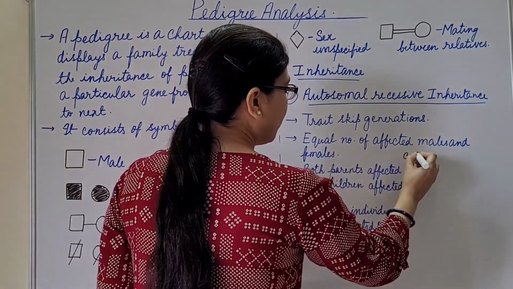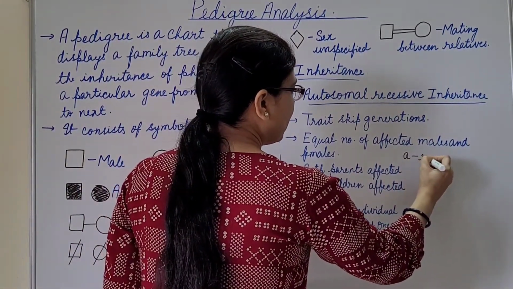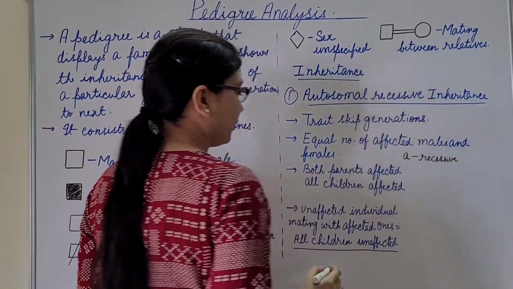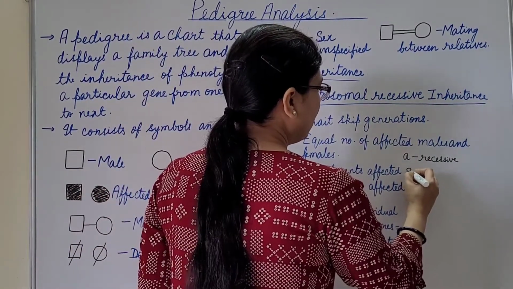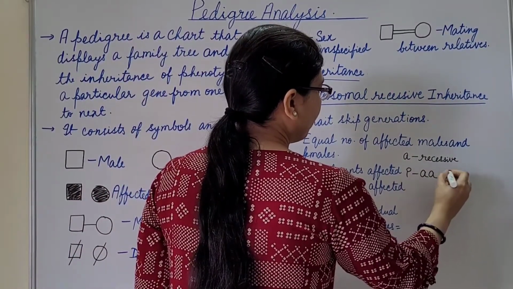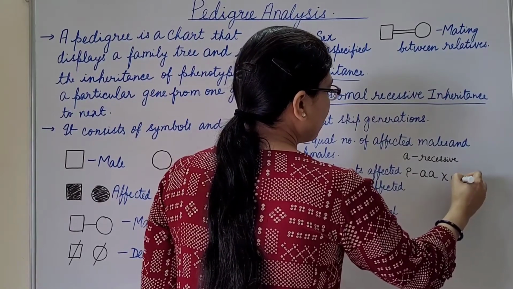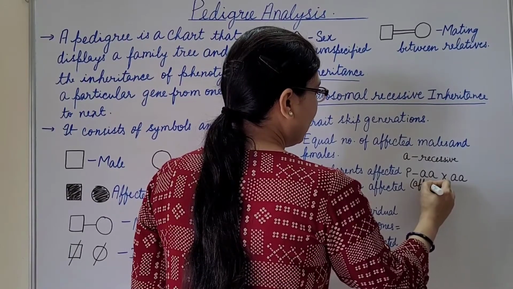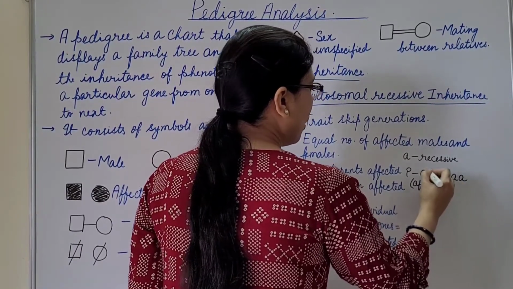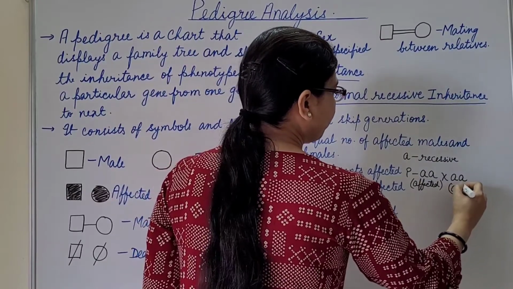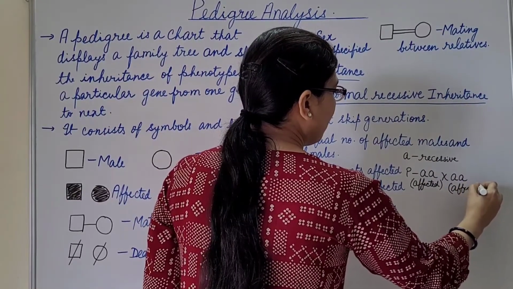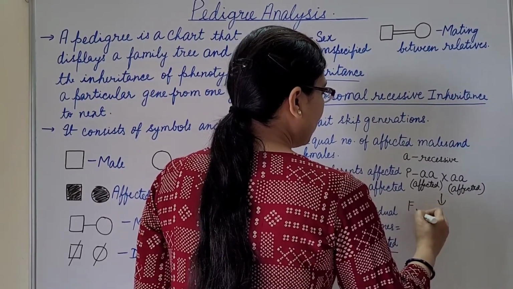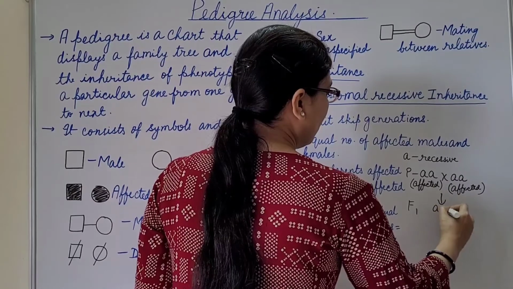Suppose this is the recessive allele that is responsible for a disease. In the parental generation, both are affected, both are homozygous for this recessive allele, because this recessive allele is expressed only in the homozygous recessive state. So both the parents are affected, and the offspring which we get are also all affected.